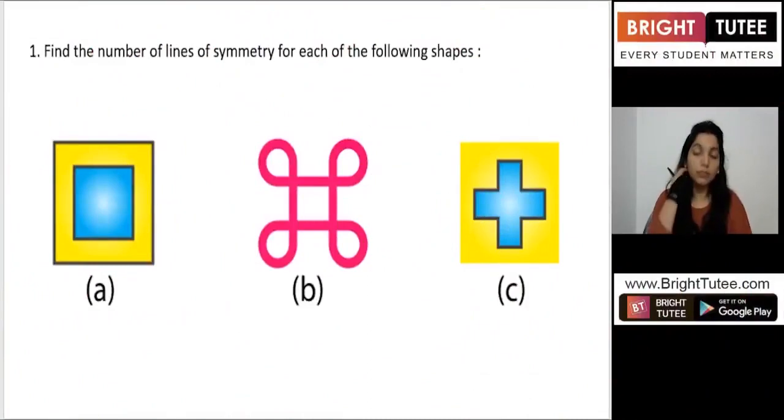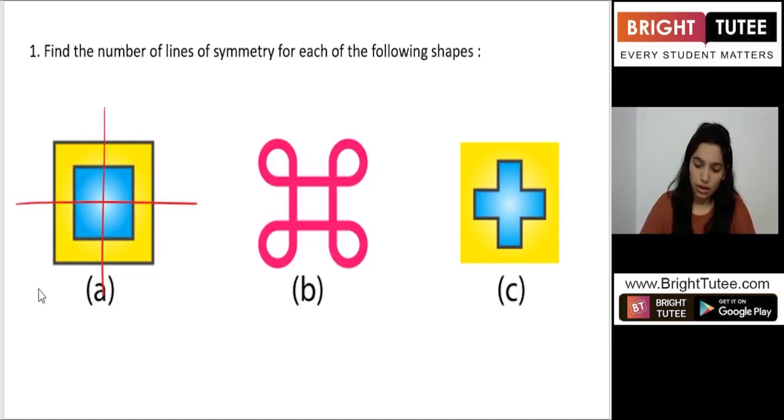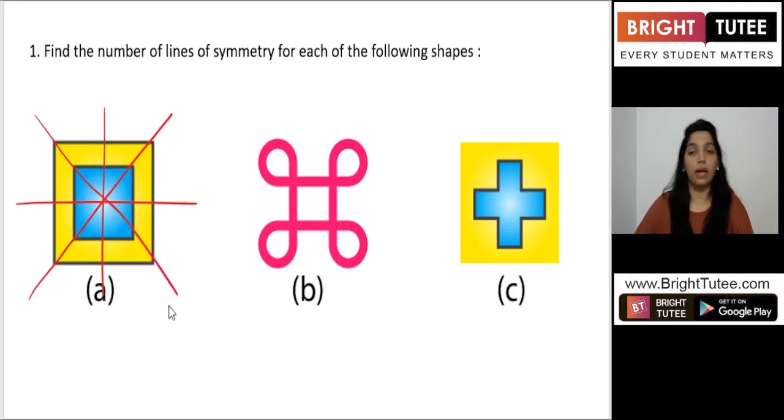Now let us see some questions. It says find the number of lines of symmetry for each of the following shapes. So the first one that we see, it's a square. So we can draw 1, 2, 3 and 4 lines of symmetry for a square.